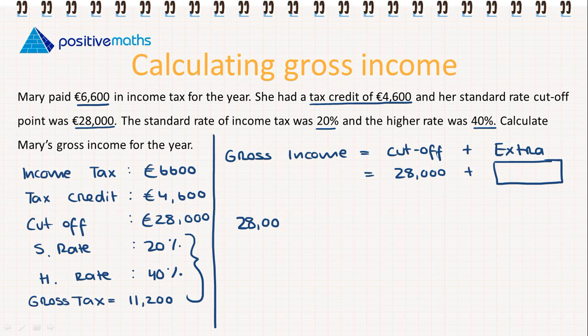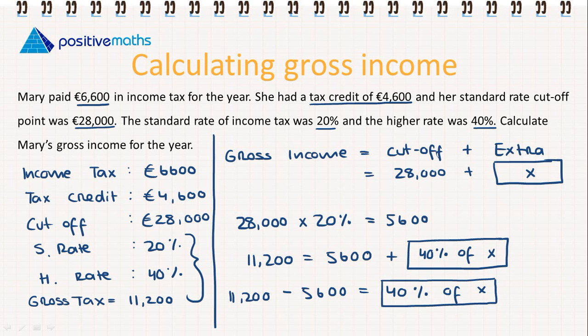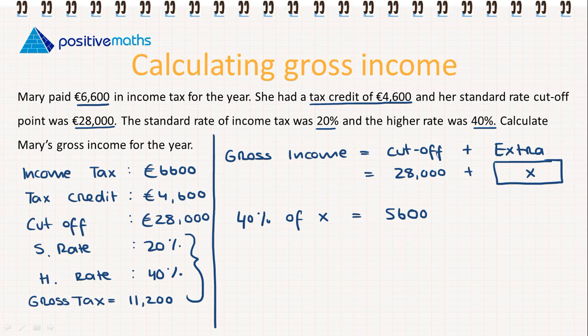Okay, the first thing that we're going to do is find 20% of 28,000. So that's €5,600. This gross tax is made up of €5,600 plus 40% of X. So therefore our 11,200 minus our 5,600 is going to give us 40% of X. So this will also be equal to 5,600.